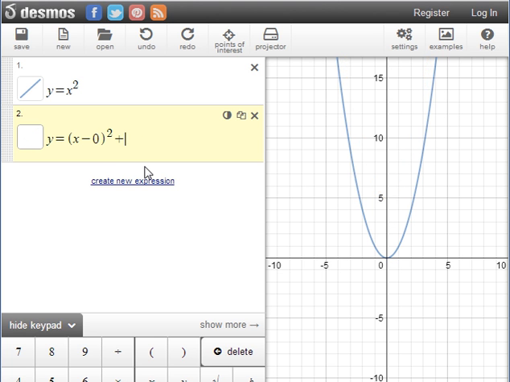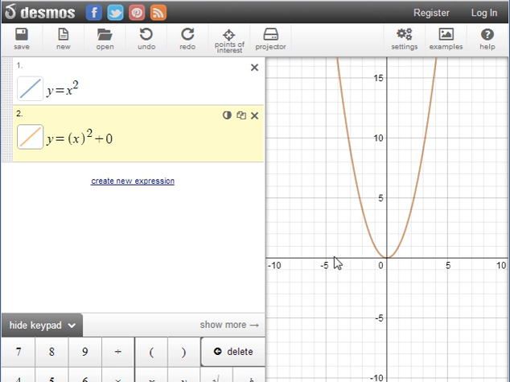Let's go back and put that to 0, and we'll go back to the h and we'll try doing some pluses. So plus 1. Notice that the red parabola has shifted to the left, plus 2, plus 3, plus 4. Notice how we've now shifted 4 to the left.